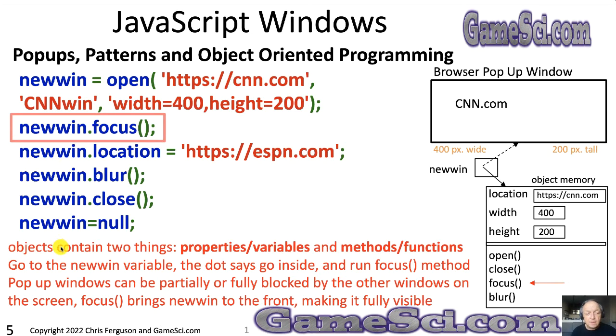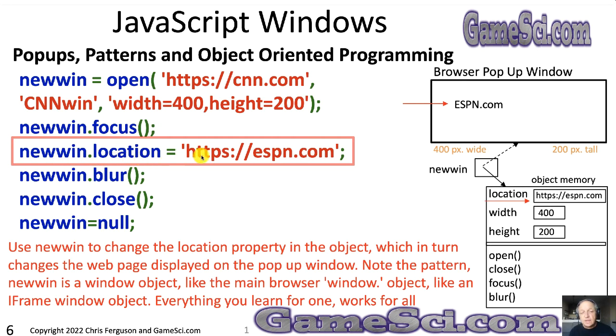newWin.focus(). Objects contain two things, properties/variables and methods/functions. Go to the newWin variable, the dot says go inside it, and run the focus method. Pop-up windows can be partially or fully blocked by other windows on the screen. Focus brings newWin to the front, making it fully visible. If something was blocking our window, the focus would make it the focus of the screen. It would make it on top. It would show the entire window.